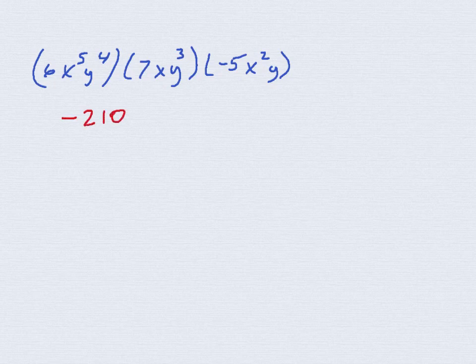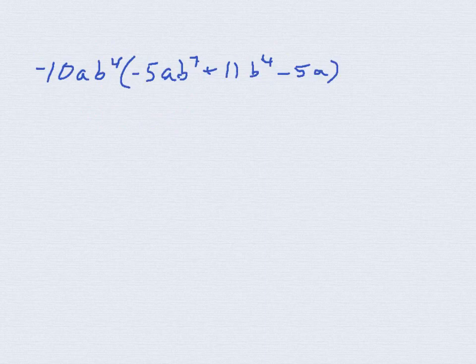And then you do your letters, you must add your exponents. So x. How many x's do we have? We have 5 and 1 and 2. So x to the 8th. And how many y's do we have? Y to the 4th plus y to the 3rd is 7, plus y to the 1 is y to the 8th. When you multiply monomials, you're only going to end up with one monomial for an answer. There's no plus or minus sign separating these terms. Therefore, you're only going to end up with one term for an answer.